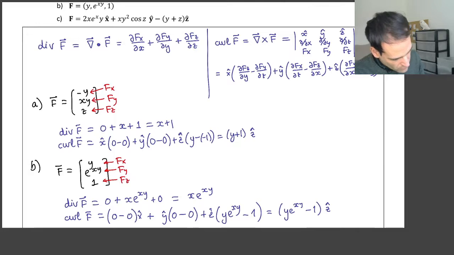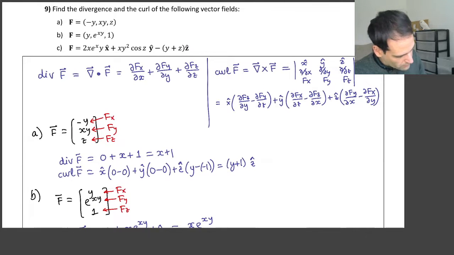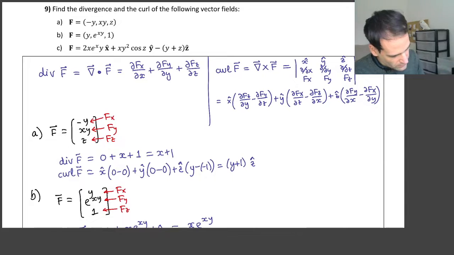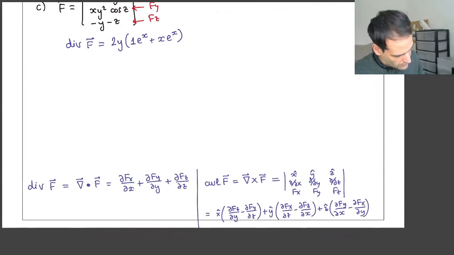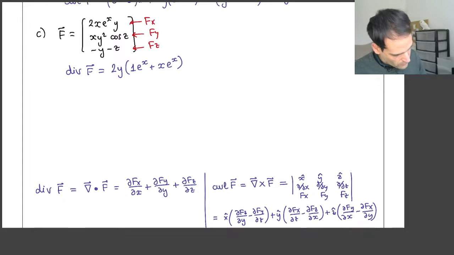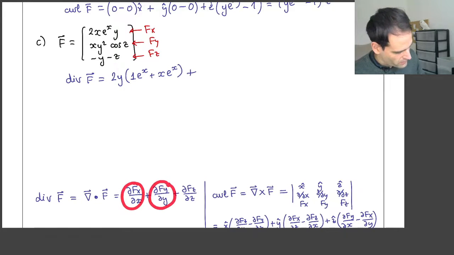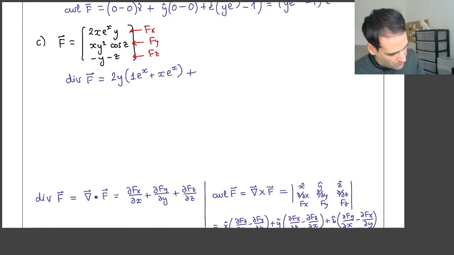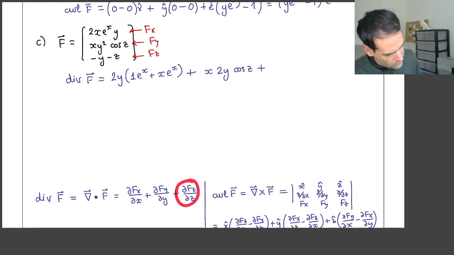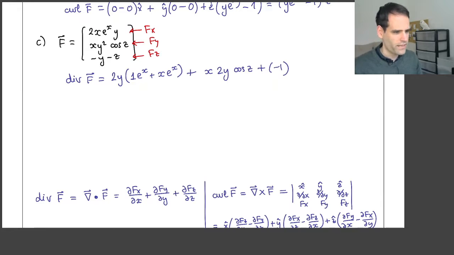Let me copy the calculation of divergence and curl on the bottom so that we can see it at the same time as I answer. Okay. So the next term will be, we already calculated this term, we need this term, partial of fy with respect to y. So it's x cosine z times 2y. Okay, and then plus the partial of fz with respect to z, that's simply minus 1. Okay, and that's the result for the divergence of f.